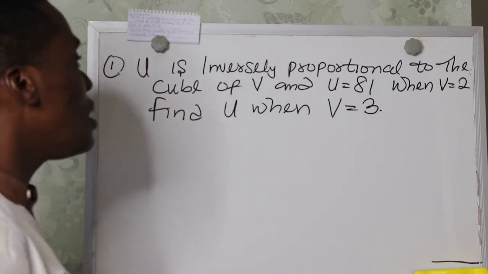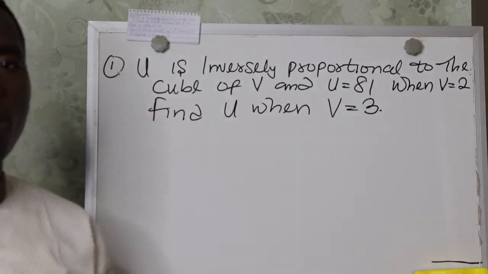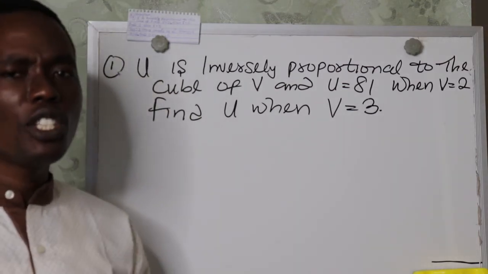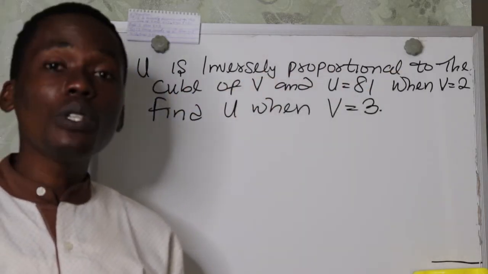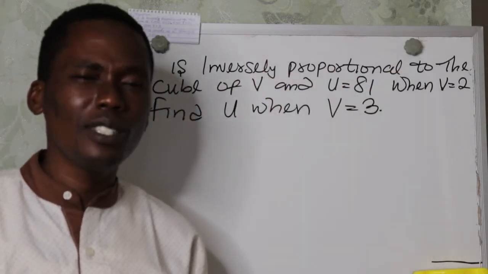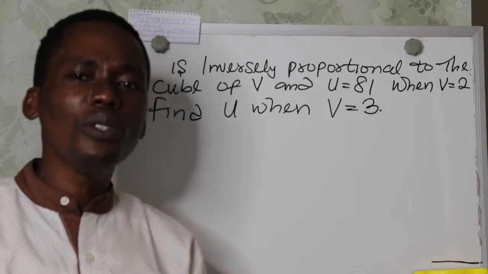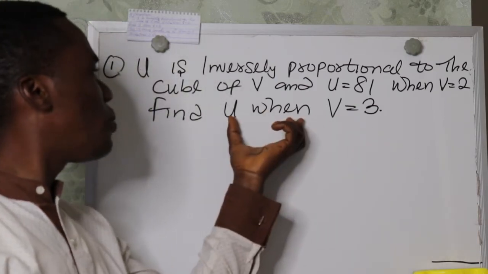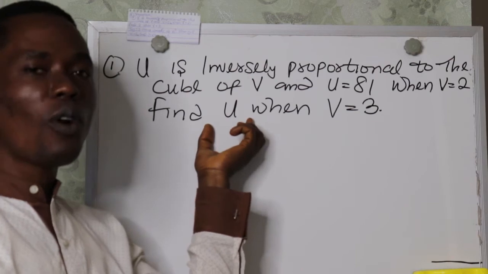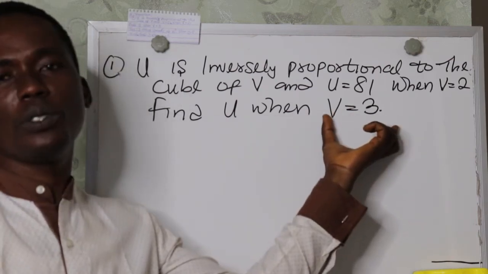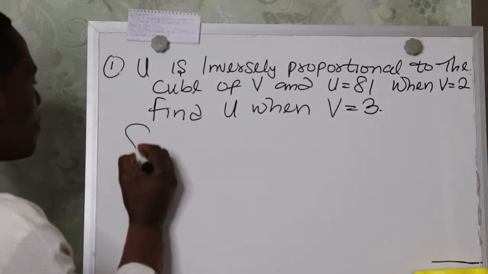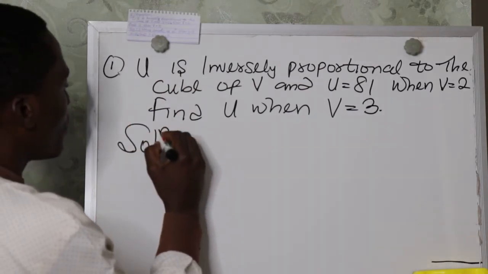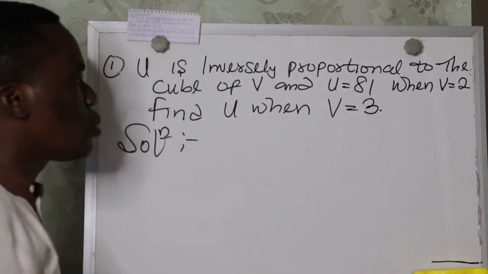Now, if you are given this variation, there are two things you need to do. One, look for the relationship connecting the two variables you are given. And once you get that relationship connecting these two variables, you can use it to find the value of the other one when this one is given. Now, let's go about solving it. I want us to solve this question together.